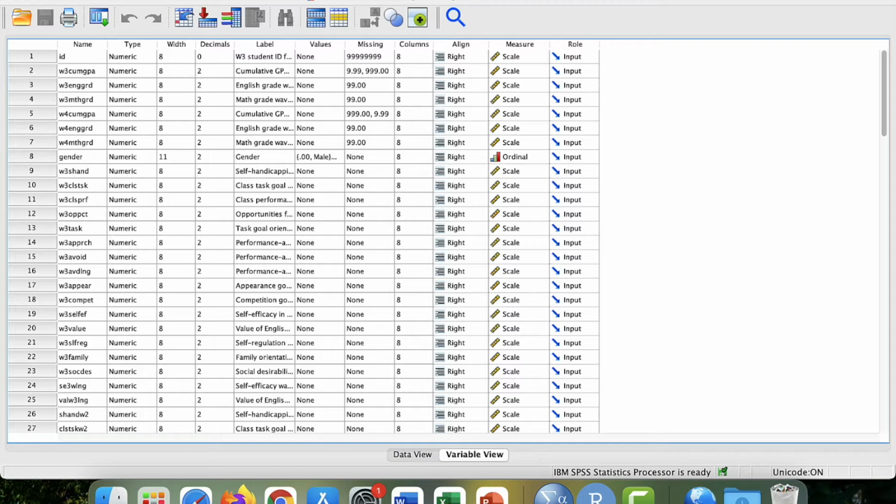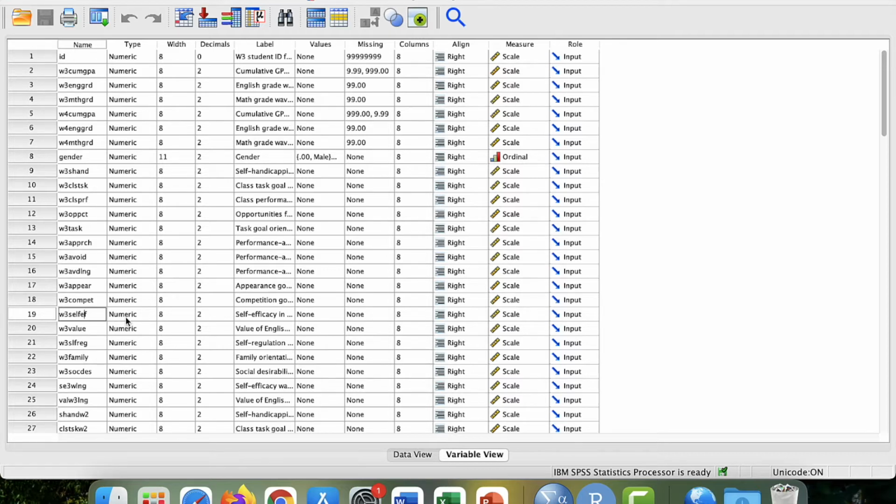And what we're going to do is analyze this variable, which is self-efficacy. This is from a data set of high school students, and I measured their self-efficacy, which is their confidence in their abilities to succeed in their English class and to do the work well.